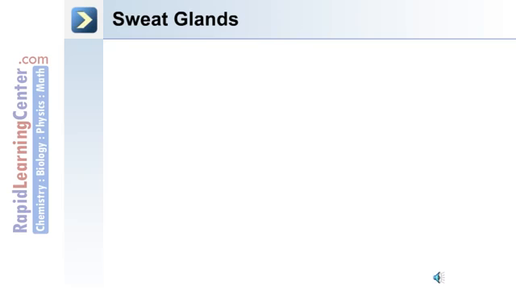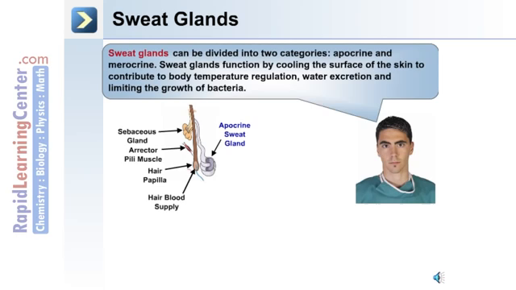The third derivative of the integument we'll discuss are sweat glands. Sweat glands can be divided into two categories, apocrine and merocrine. Sweat glands function by cooling the surface of the skin to contribute to lowering body temperature. They also excrete water and limit the growth of bacteria on the surface of the skin.